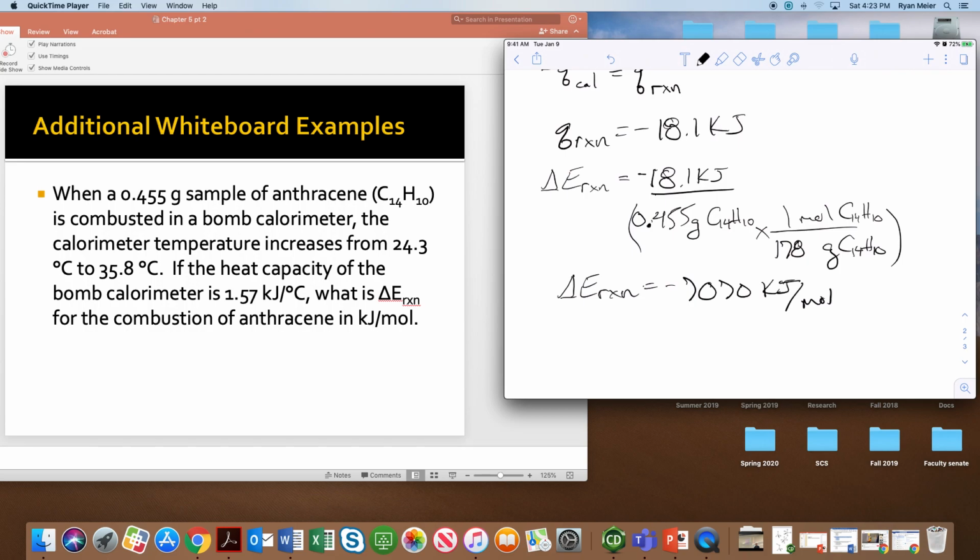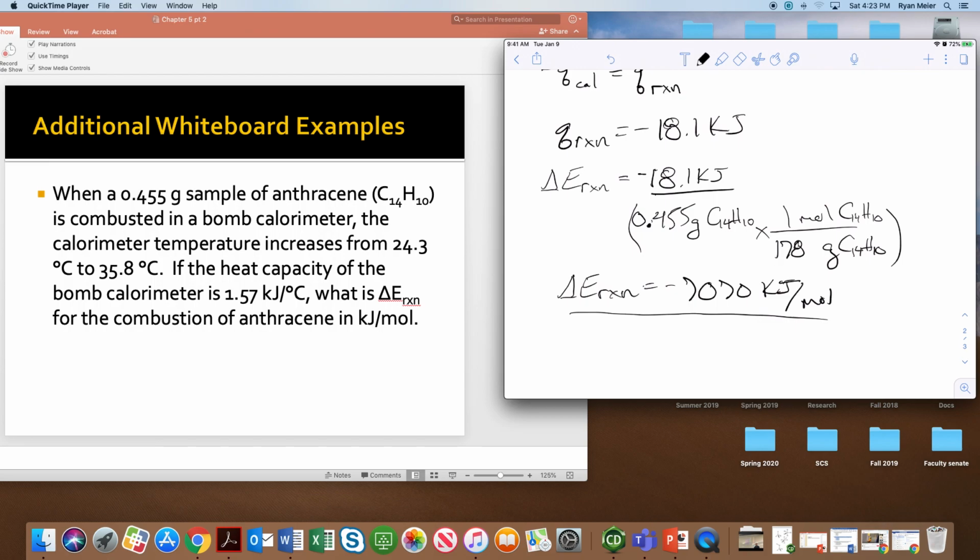And that is a really big delta E for it to be that large in kilojoules per mole, but that can still happen. And if you actually look up the delta E or delta H of the combustion of anthracene, it is pretty close to that value. It's a very large number. There's a lot of hydrocarbons that give off very large amounts of energy when you combust them. That's why they're used for things like gasoline and stuff like that.